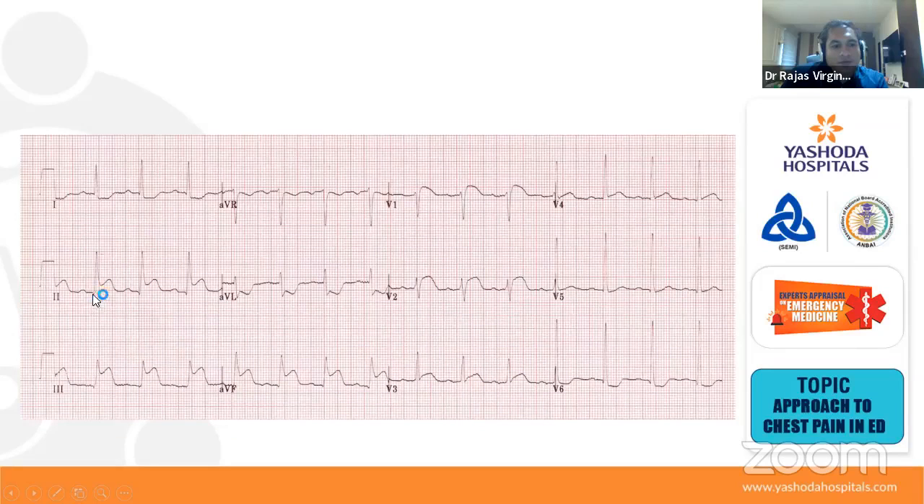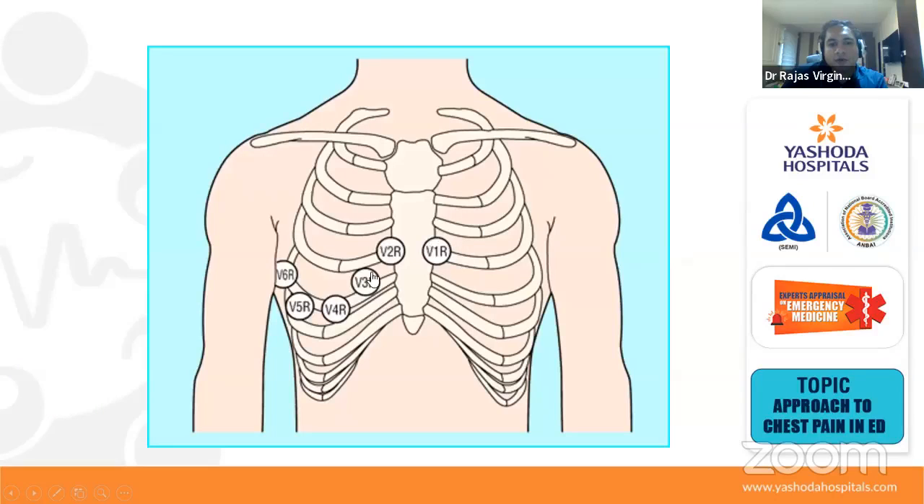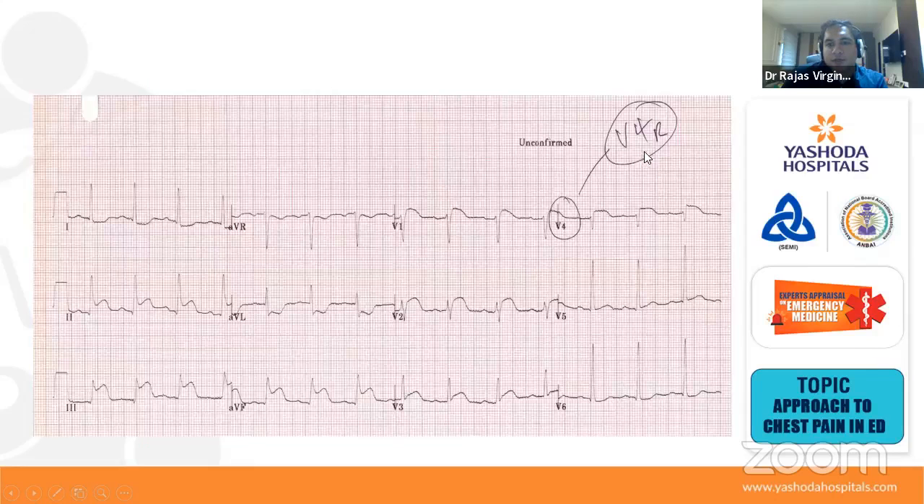And in the case of an inferior wall MI, it's quite frequently associated with a right ventricular infarction as well. So it's very important to do the right-sided leads. As you can see here, the V4R is confirming ST segment elevation.